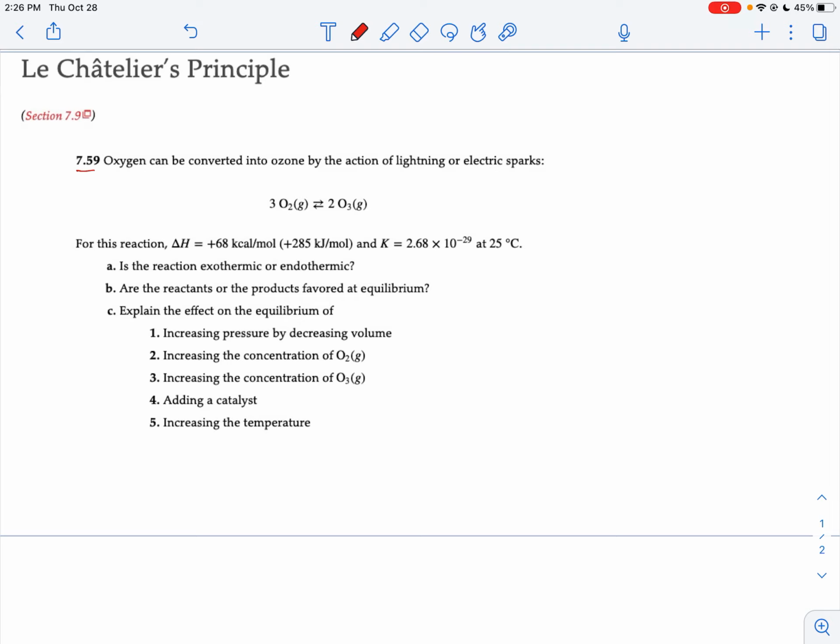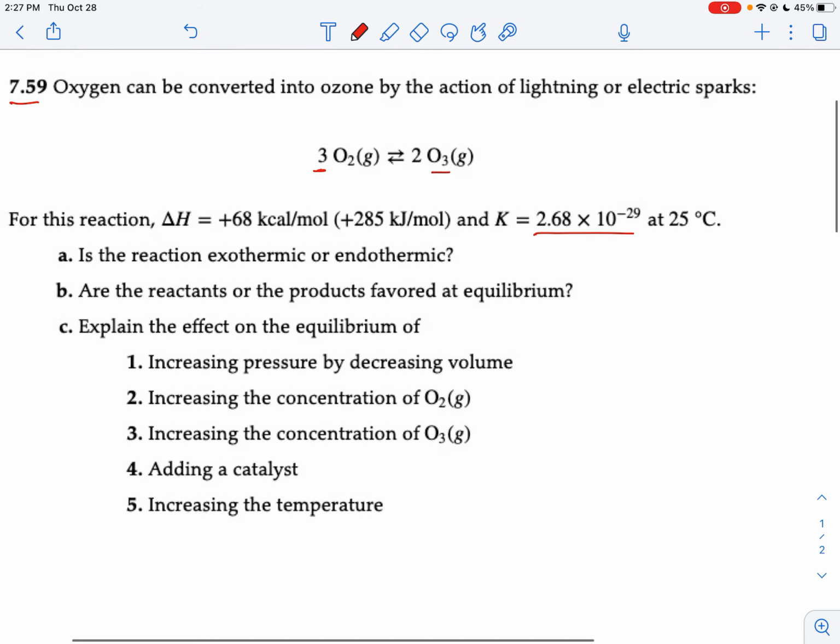But here in this problem it says oxygen can be converted into ozone by the action of lightning or electric sparks. So we have 3 O2, it's a gas, converted to ozone, which is O3, and that's a gas as well. For the reaction, delta H is a positive 68 kcal per mole, and it gives us the value in kilojoules per mole as well. And then it says K is 2.68 times 10 to the minus 29 at 25 degrees Celsius. And then it just asks a series of questions. So I'm going to zoom in on some of these questions.